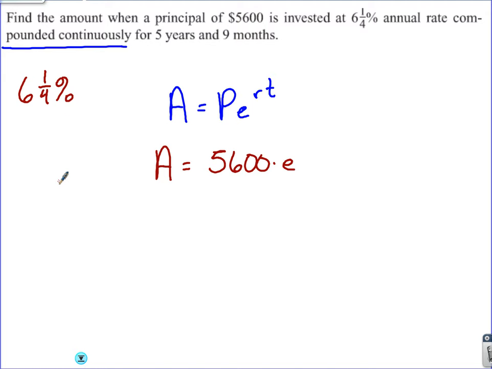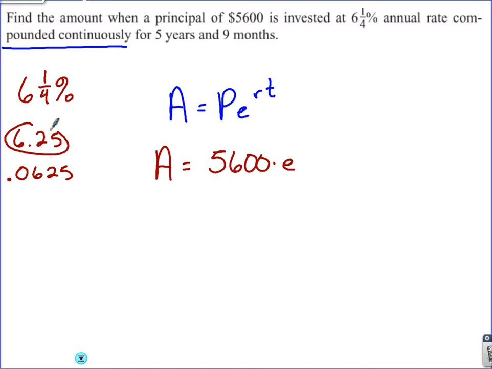Here's the mistake a lot of people are going to make. They're going to change that to 6.25 and plug that in. You did not change from percent to decimal there. You changed your 1/4 to a decimal, but you did not move any decimals. To change a percent to a decimal, that decimal must be moved 2 places to the left. So you're going to plug in what? 0.0625.